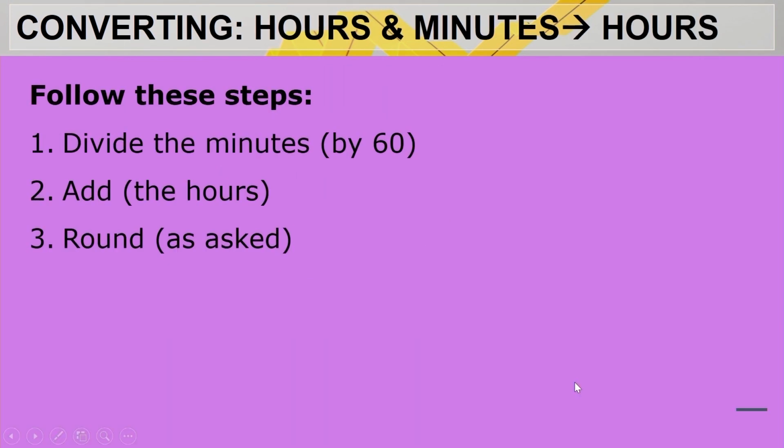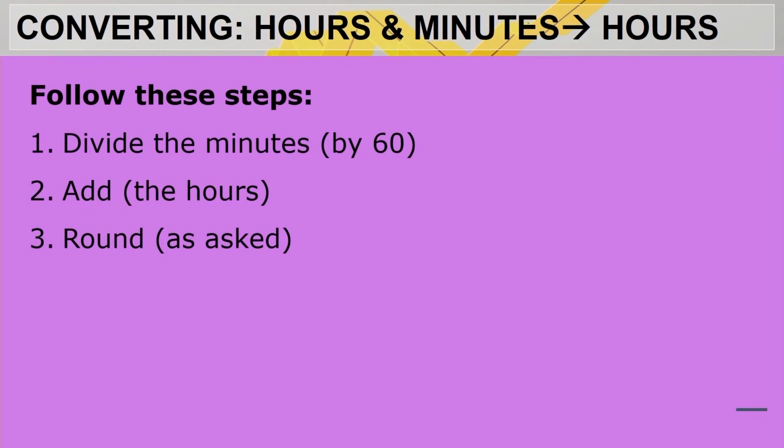Now, when we have hours and minutes, and you want to convert to hours only, meaning instead of 2 hours 30 minutes, you want 2.5 hours, there are 3 easy steps that you need to know. Number 1, you divide the minutes. Number 2, you add the hours. And number 3, you round appropriately. So always round appropriately. Let's quickly look at the 3 steps again: divide the minutes, add the hours, and round as asked.